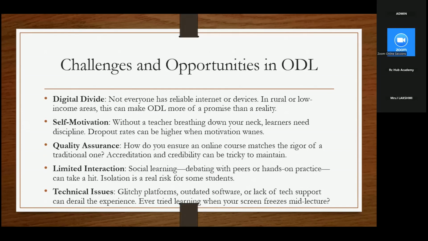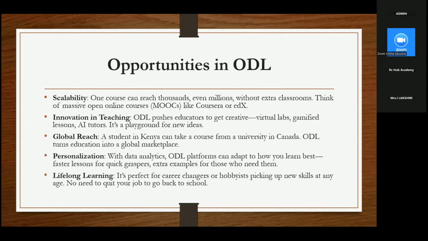These 5 concepts are mainly focusing on the challenges, whereas these 5 are mainly focusing on opportunities. So what are these opportunities? You can see here what all the opportunities are possible. One is called scaling. So we can learn through massive open online courses, in any domain.